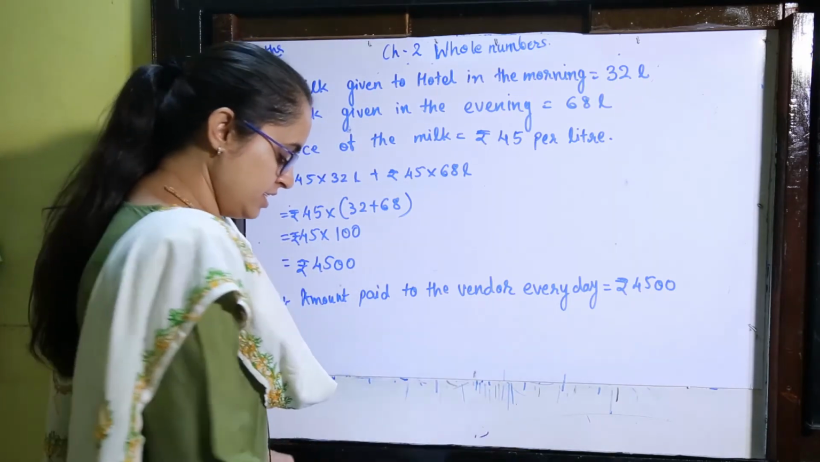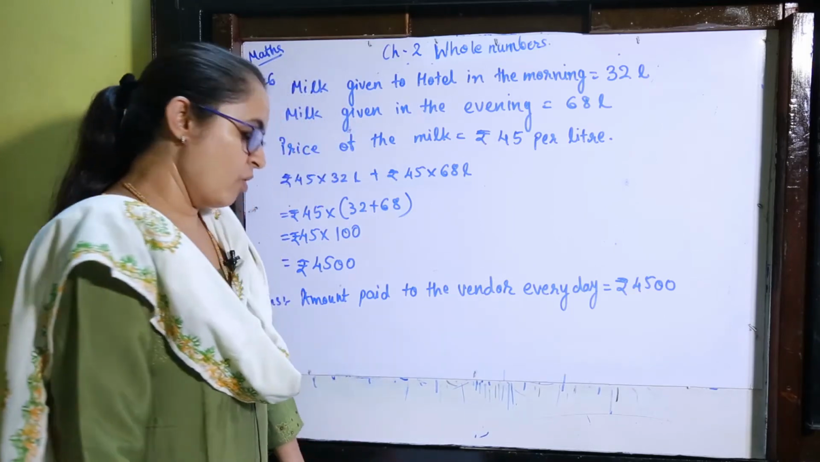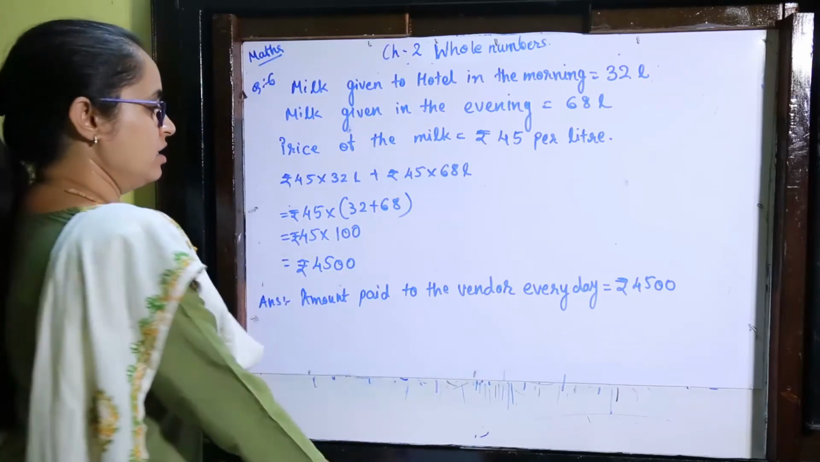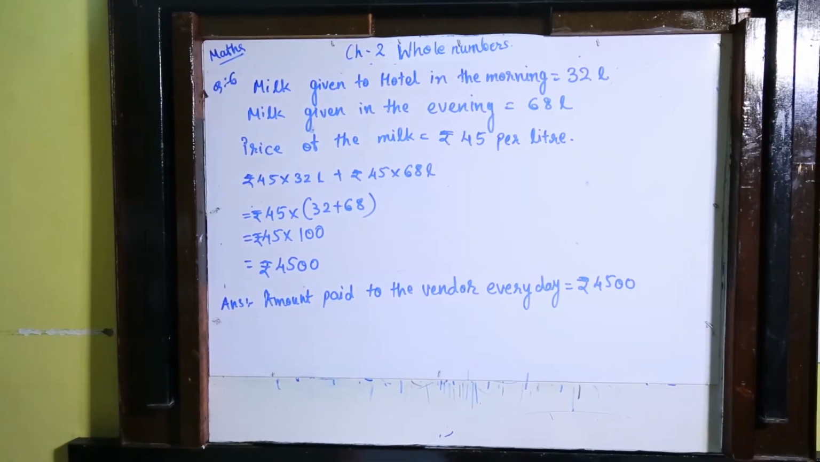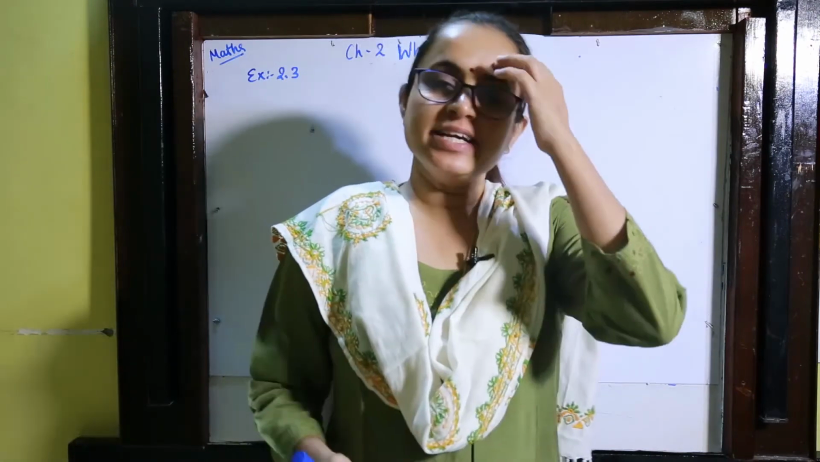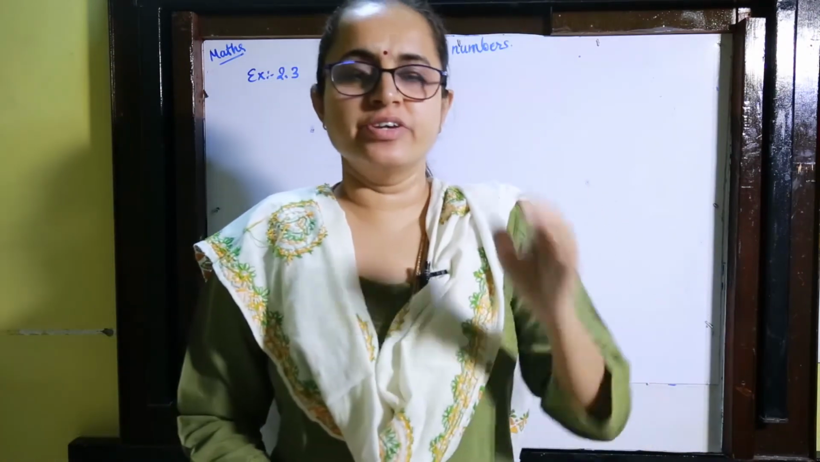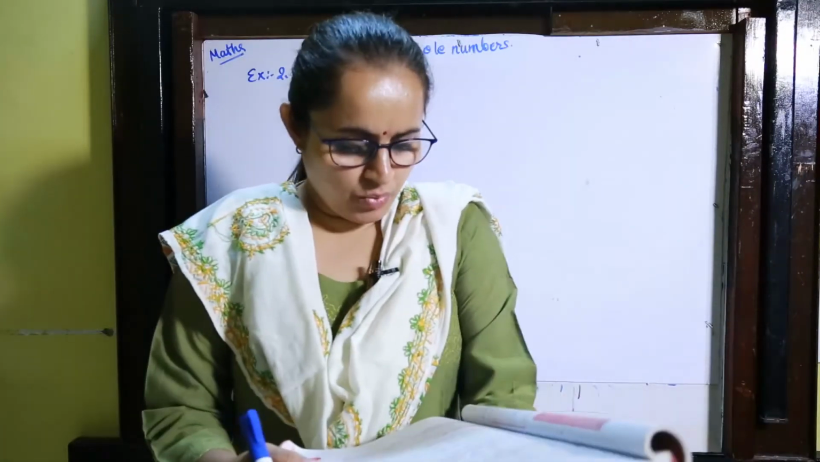Now next is exercise 2.3. Okay, I'll give you 2 minutes time to complete this. Now we'll move on to exercise 2.3 then. Okay, now exercise 2.3 is very easy, children. We will start with question number 1. Question number 1 is, which of the following will not represent 0?